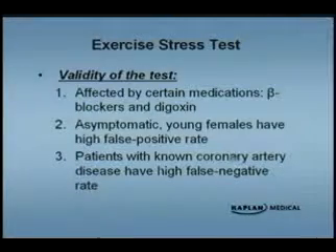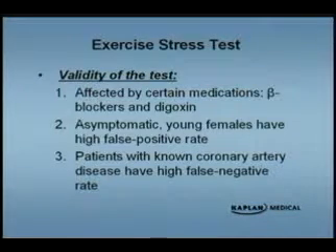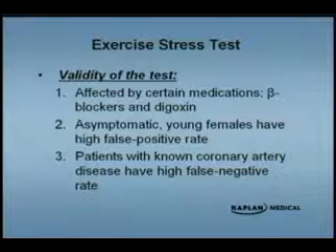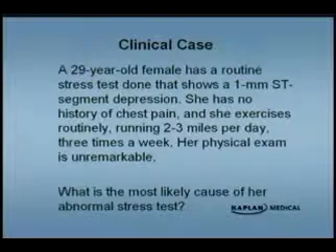Now, in people with known coronary artery disease, if you have a negative test, it's a false negative. The greater the pretest likelihood of disease, the greater the false negative rate. If you have a bunch of people who are all dead and you do EKGs that show they're normal, well, that's a false negative rate. False negative rate, the opposite.